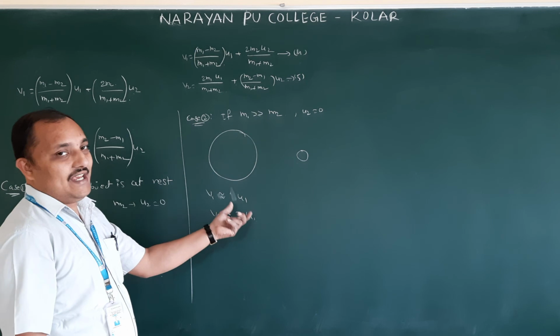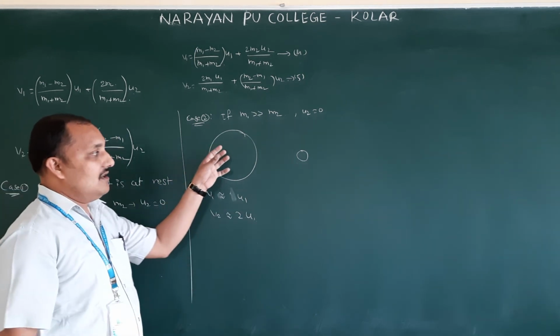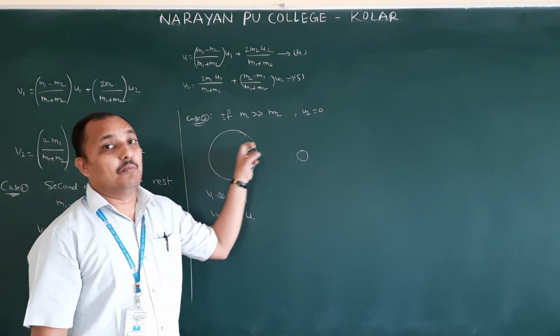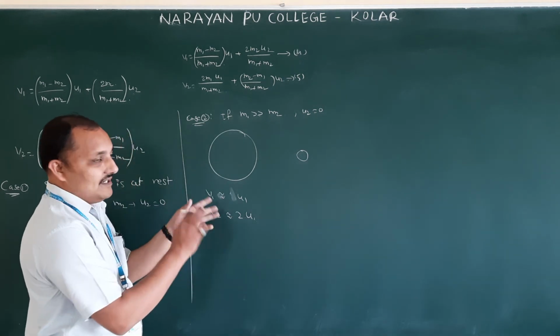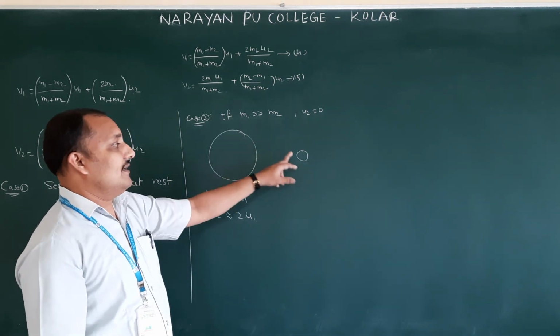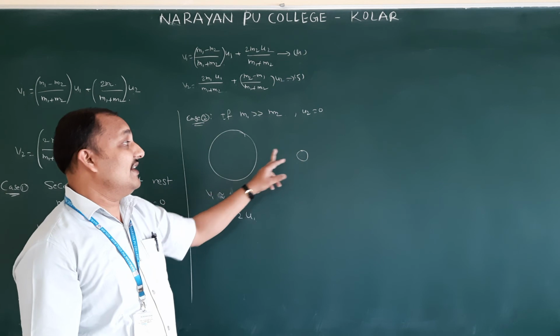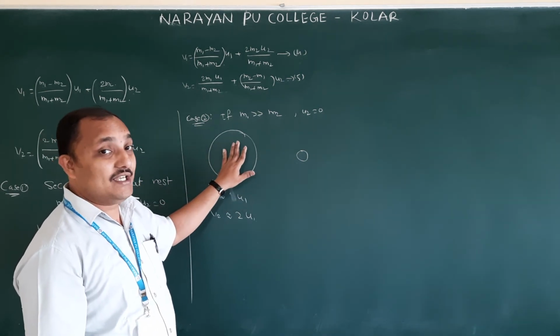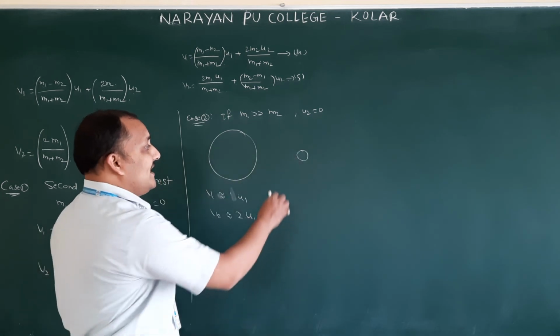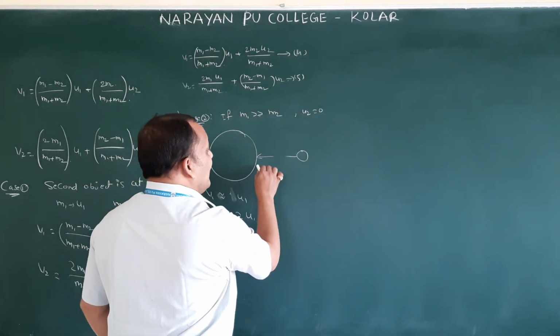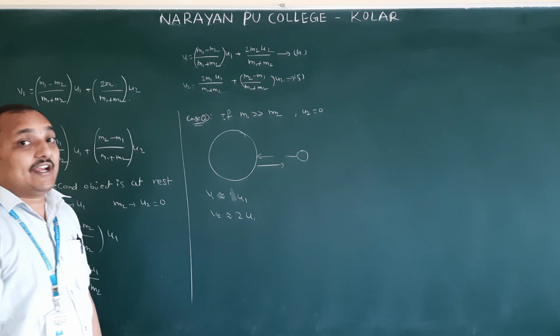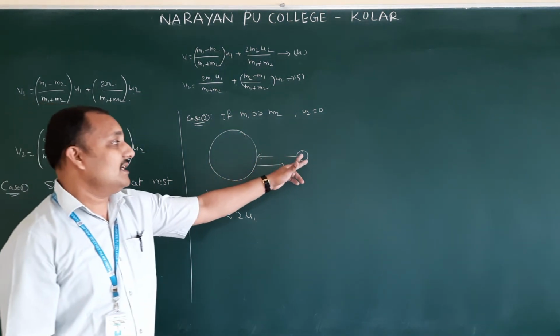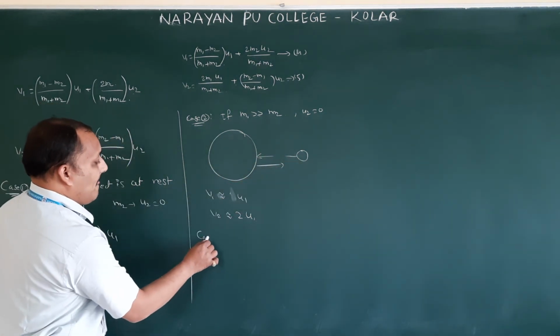We can't show it according to the equation, because the first object's mass is more. Reversing it, if m2 is moving and hitting this object, and the first object is at rest, then u1 is 0. If the first object is moving, then with the same velocity the second object will move. That is case 3.